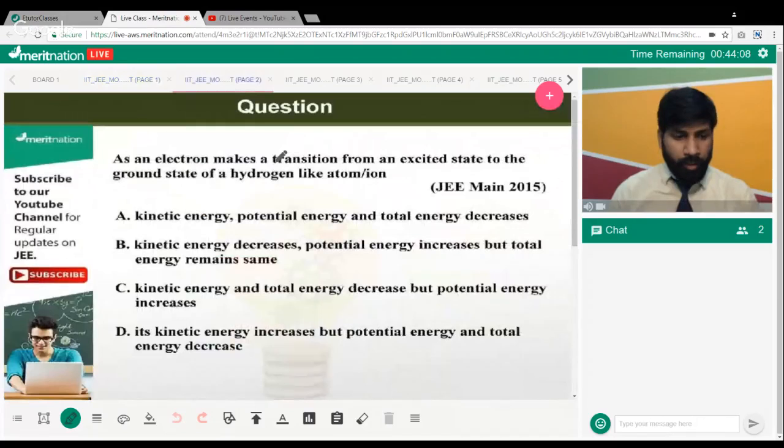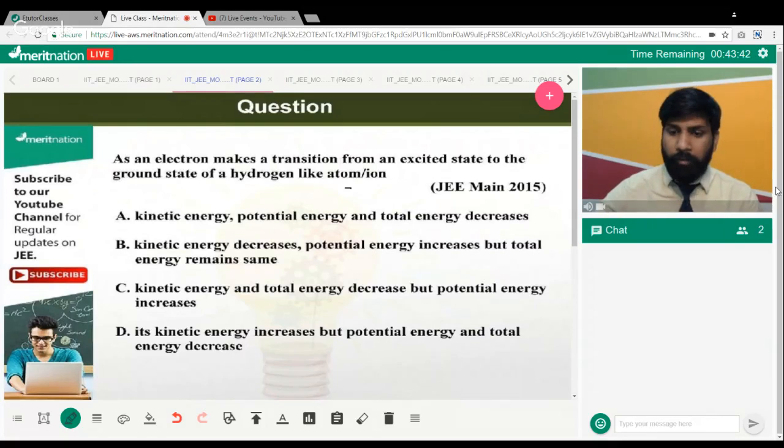Students, here you can see an electron makes a transition from an excited state to the ground state of a hydrogen-like atom or ion. These are the options and we need to check which option is correct here. So basically we need to think about the kinetic energy, potential energy and total energy of an electron.